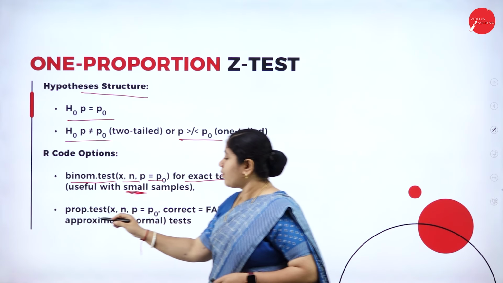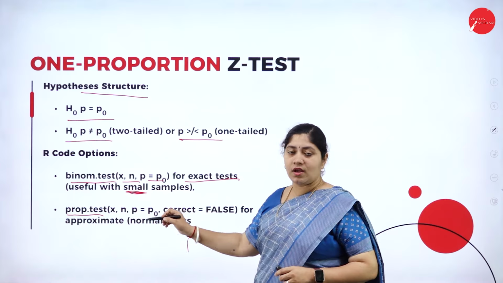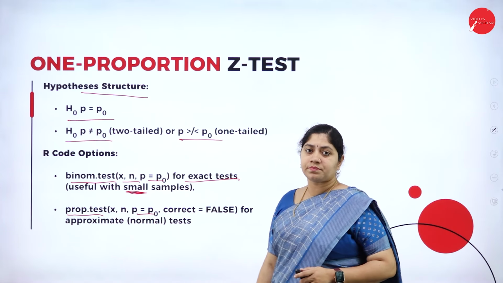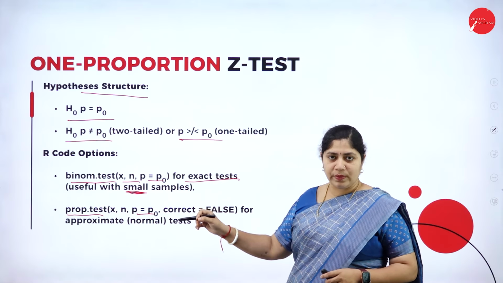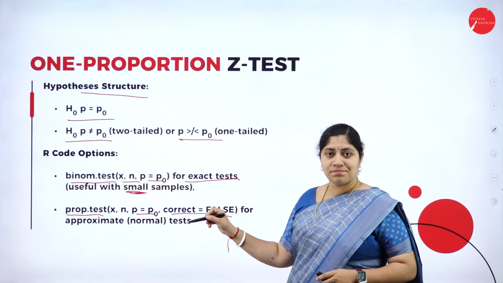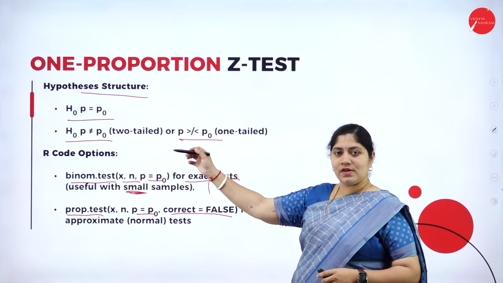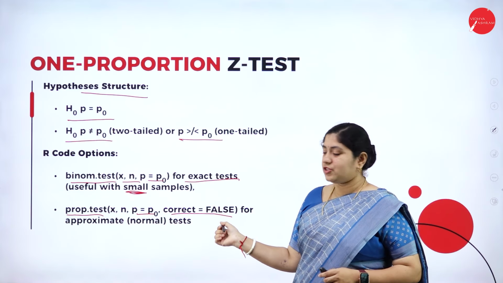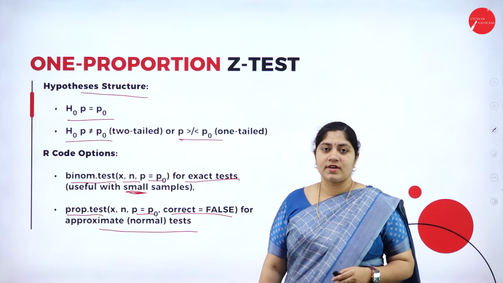Up next, we have prop.test, where we define x, n as the number of samples, followed by p equals p0. We are assigning the null value with respect to p, and we define the correction as false. It should be false, correct? It should not be equal. Yes, that's what we have defined using our Boolean expression for the approximate or normal test.